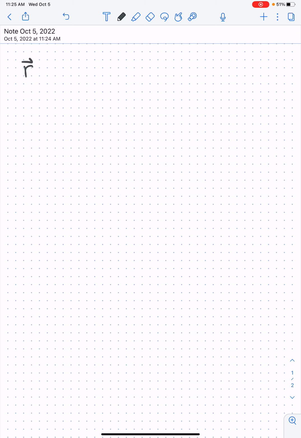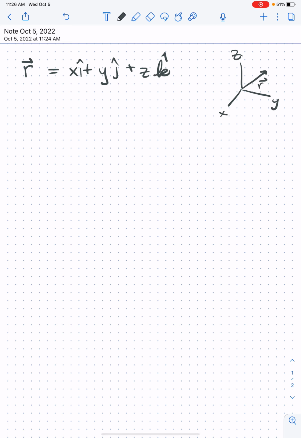So if we think of writing some r vector as x i hat plus y j hat plus z k hat, right? And then we want to assume that we're going to rotate around the z-axis. So let's imagine this is our xyz coordinate system. We've got this is our r vector here. Its distance from the z-axis is this thing we'll call big R.